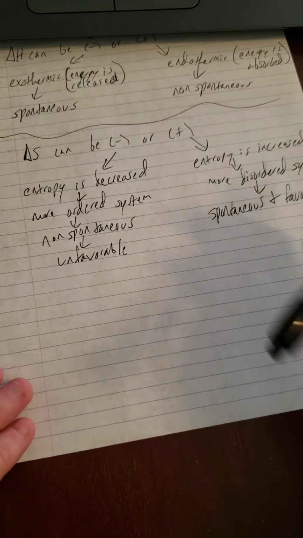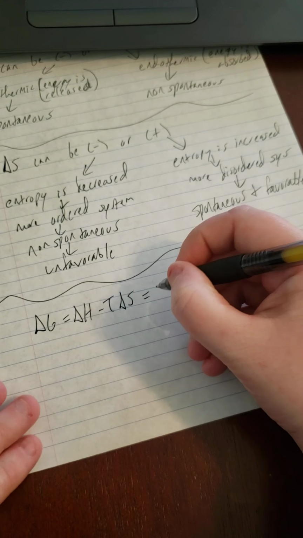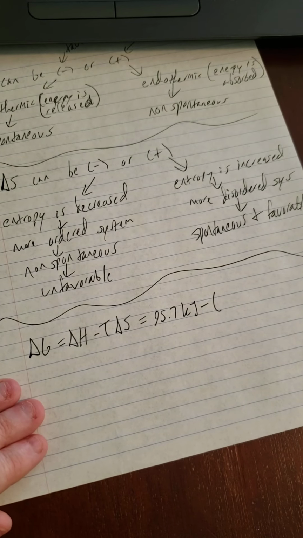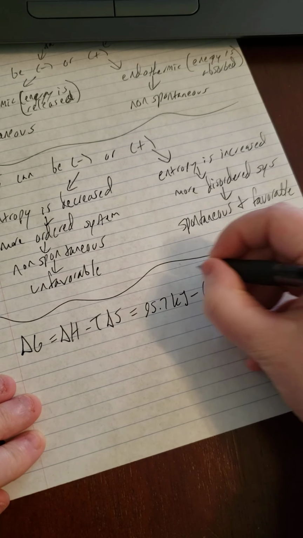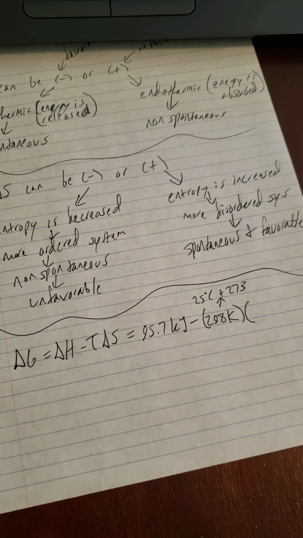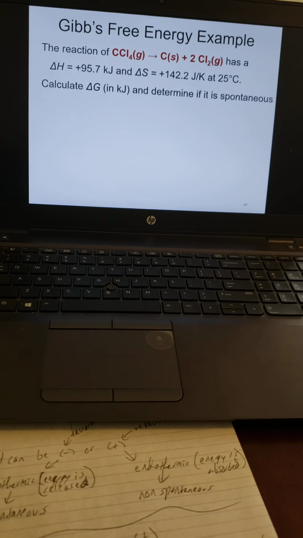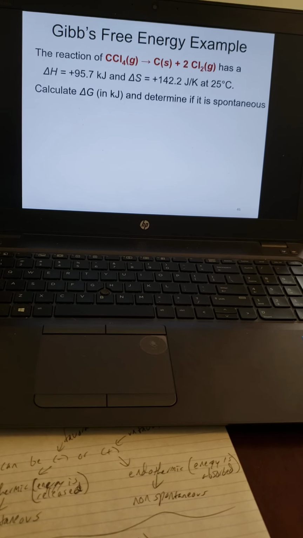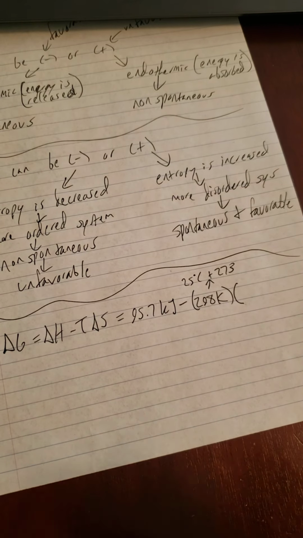So let's go to our handy dandy piece of paper. All right, so delta G equals delta H minus T delta S. Delta H is 95.7 kilojoules minus T. Your temperature must be in Kelvin, so not 25 degrees Celsius, but 298 Kelvin, right? Times. So this was 25 degrees Celsius plus 273. Okay? Plus, go back to your delta S in the slide. Your delta S is in joule per Kelvin. What's delta H in? Kilojoules. So you don't need to write that as 142.2. That should be 0.1422.